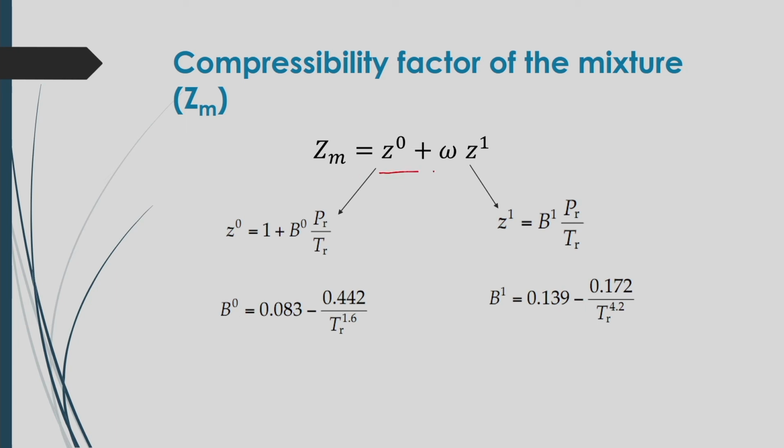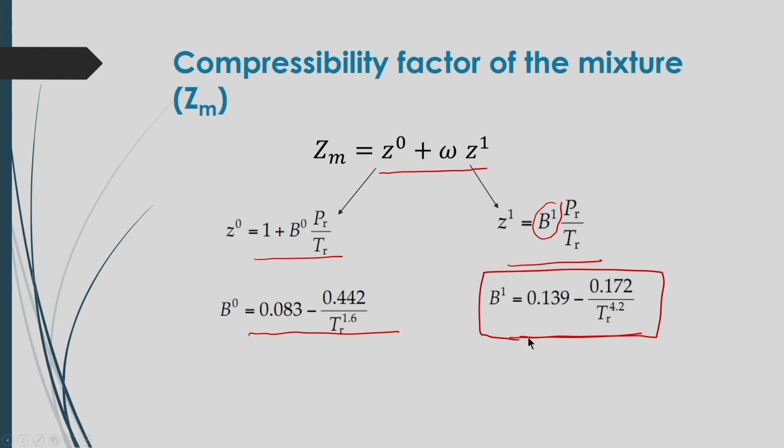This Zm will be equal to Z0 plus omega into Z1, where Z0 is defined as 1 plus B0 into PR by TR, where B0 is defined by this correlation, which is a function of reduced temperature, and Z1 is another factor that is a function of the ratio of reduced pressure and reduced temperature, whereas this B1 coefficient is a function of reduced temperature which can be calculated from this correlation.